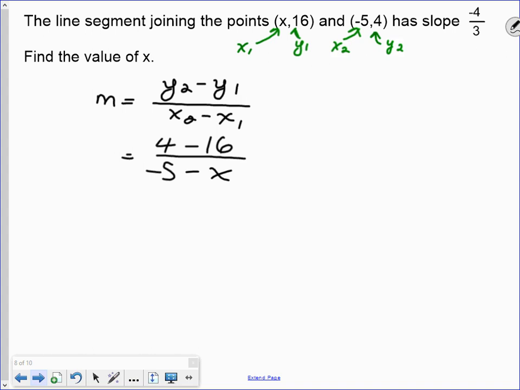So just like when we were calculating the slope, we just subbed in our x and our y values for x1, x2, y1, and y2. Now, what can we sub in here on the left-hand side for the slope? Well, they give us the slope in the question. Our slope here is -4 over 3. So let's write that in on the left-hand side.